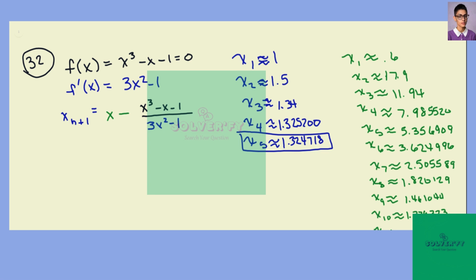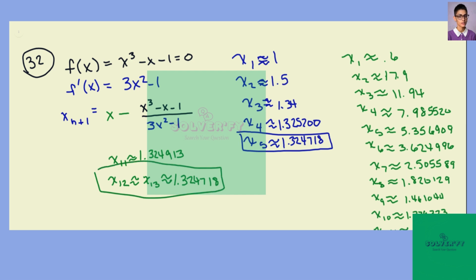X sub 11, come on, don't give out on me now. All right, we'll start over here. X sub 11, 1.324913. X sub 12 is approximately 1.324718, and x sub 13 is approximately 1.324718. So I get two that are the same, so I stop.